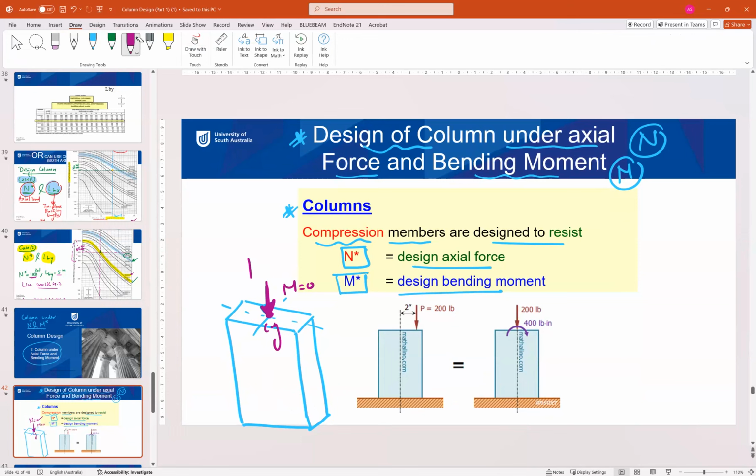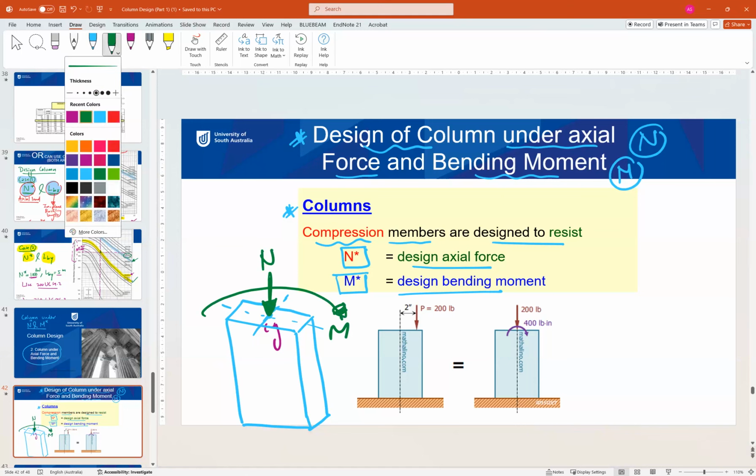But in other cases, like other buildings, we may have the column under a load that is not concentric, sorry, not at the centroid, so the load is applied under eccentricity. Then this column is equivalent to a column under a load in the middle and a moment. So the moment in some cases comes from the eccentricity of the applied load.